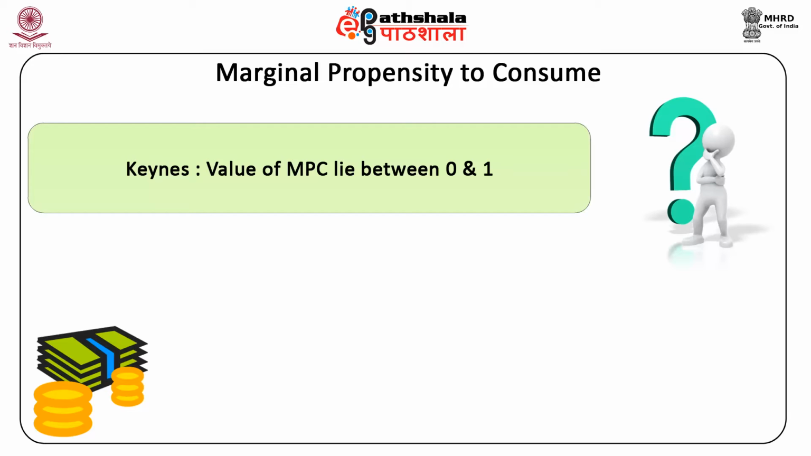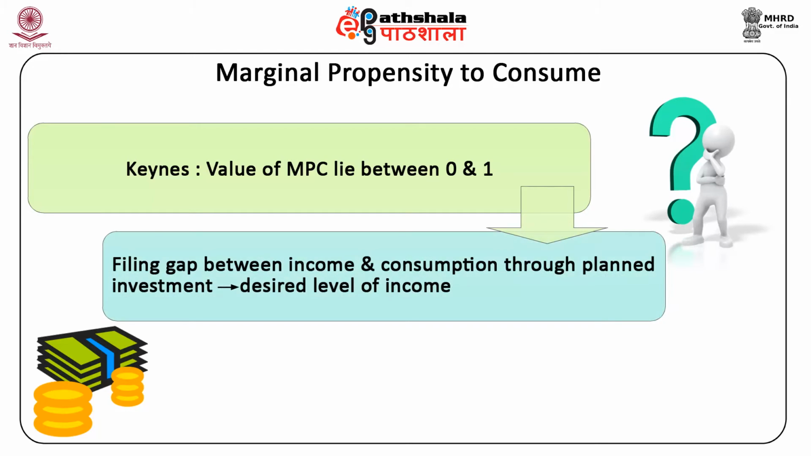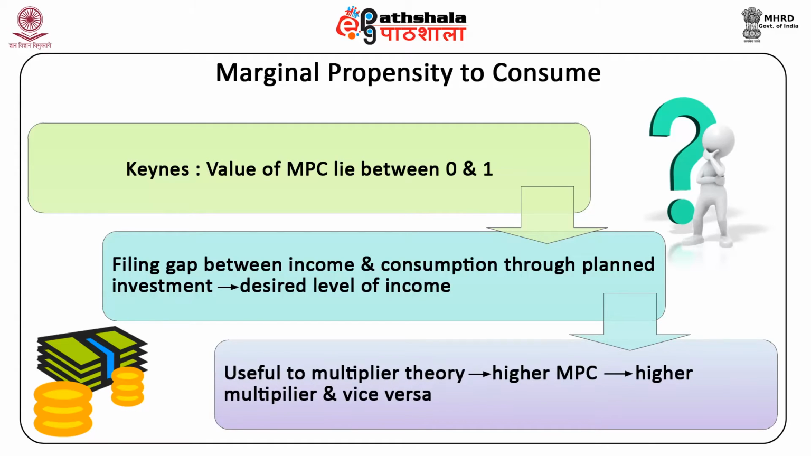Secondly, the marginal propensity to consume is important for filling the gap between income and consumption through planned investment to maintain the desired level of income. And lastly, MPC is useful to the multiplier theory. Higher the MPC, higher will be the multiplier, and vice versa.